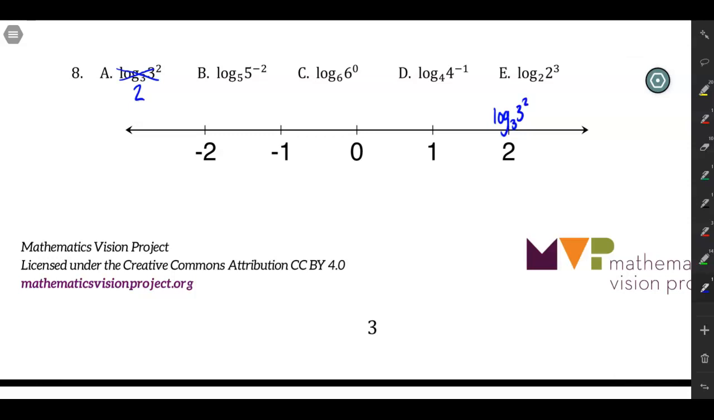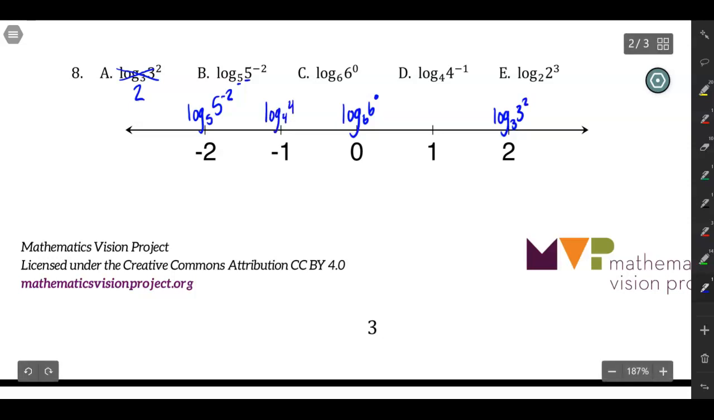Same thing with log base 5 of 5 to the negative 2. Since the base and the base of the argument are the same, we can cancel those out, and I'm just left with a negative 2. So log base 5 of 5 to the negative 2. So again, I'm just looking at the exponents here because the base is the same as part of the argument. And again, I forgot to have a 3 on here. So log base 2 of 2 cubed.